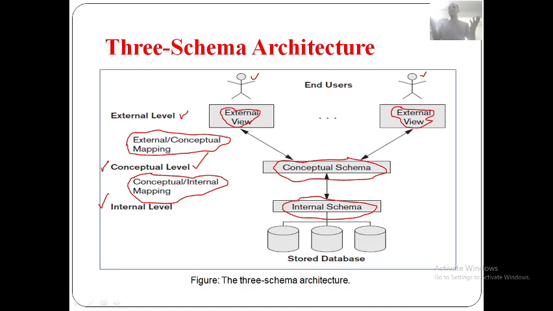In the external view, we just see the outside world. We can't see what exactly is stored and what kinds of files are there, the details about that. Got it? This is the 3 schema diagram. We are going to see it one by one.